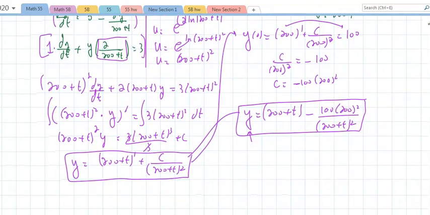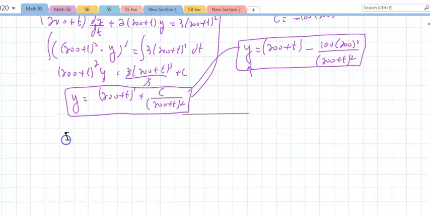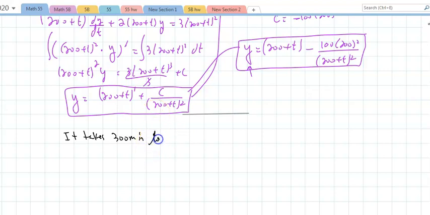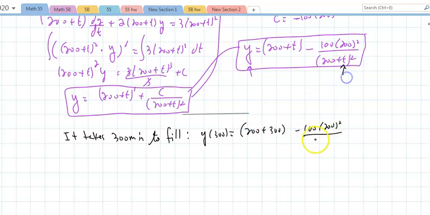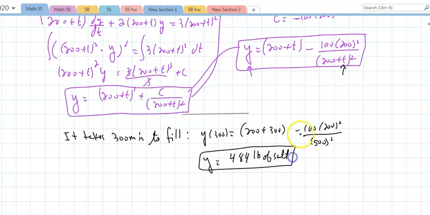And let's do that. So it takes 300 minutes to fill the tank, and therefore y of 300 would be 200 plus 300, that's 500, minus 100 times 200 squared divided by, if I put 300 right there, that's 500 squared, and y would simply equal 500 minus, and after you do all the reductions, you'll get 448 pounds of salt. Got it. That's what they wanted.